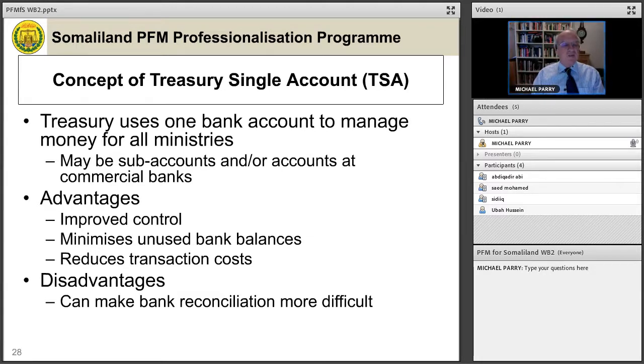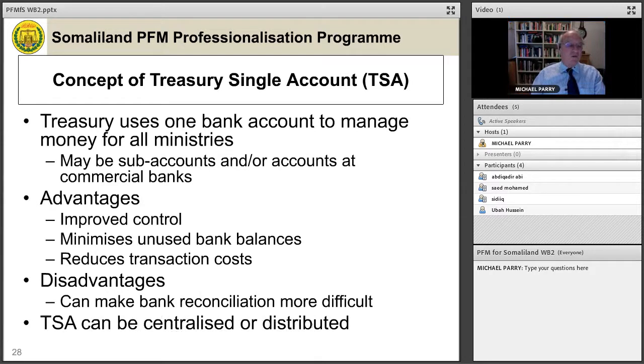So unless you have very good processes which are followed, it can make bank reconciliation much more difficult. It doesn't stop you having a Treasury single account, it just means that it's got to be properly managed and controlled.